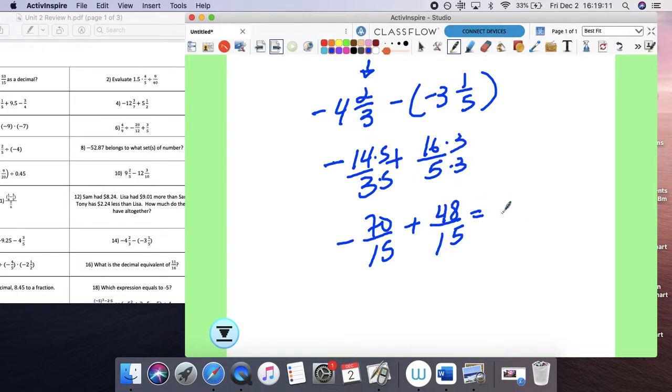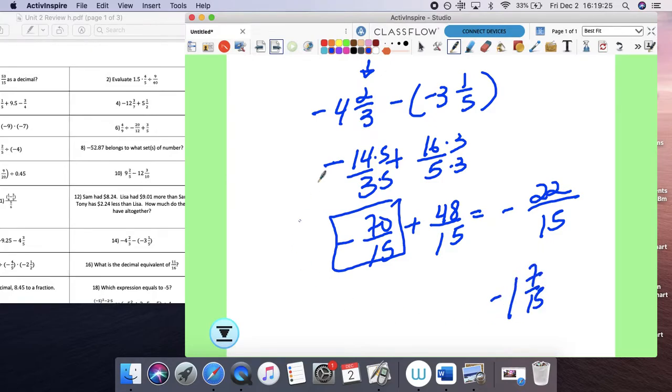It's going to be a negative, something over 15. Right, the absolute value here is greater. So we're going to subtract 70 and 48, and we get 22. Negative 22 over 15, or negative 1 and 7 over 15. Whichever.